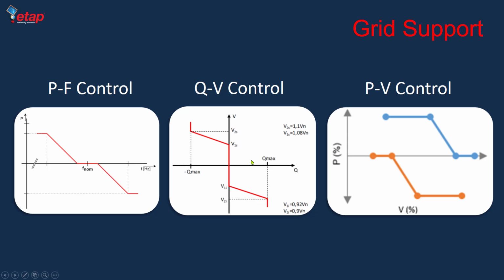For the reactive power, we want to do the same with the voltage. If the voltage is within a certain range, we want to make sure that our power factor is 1. But if we have an over voltage or under voltage, we start basically absorbing or injecting reactive power to bring the voltage back to a normal range.